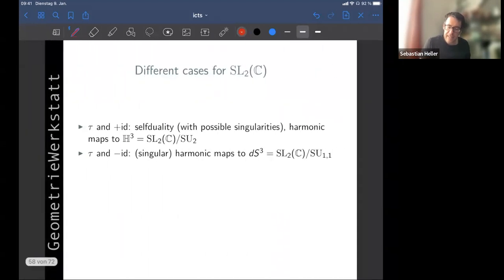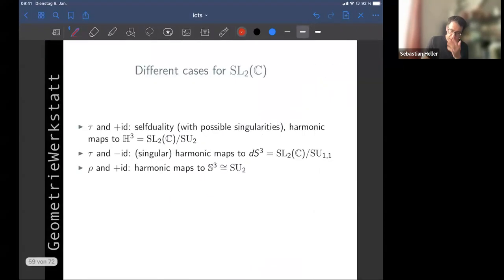So the slightly different case is that of the same real structure, but we have minus identity in this equation for this gauge transformation, and this gives us a different type of solutions of the self-duality PDE. So it's a self-duality equation with a sign, or you can think of it as a singular harmonic map into de Sitter 3-space, which is now SL2C mod SU(1,1). So basically, if you want, it's an SU(1,1) self-duality solution.